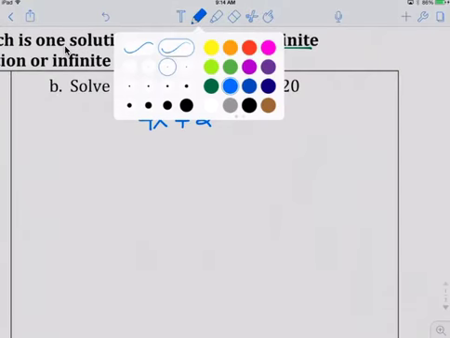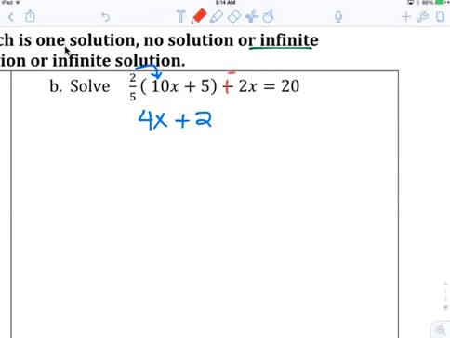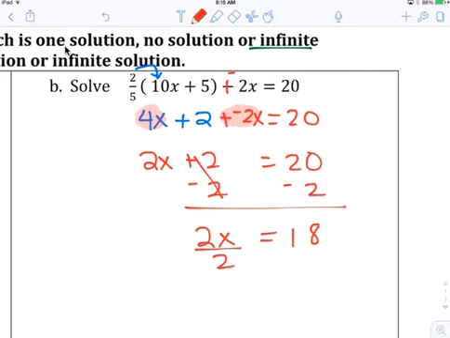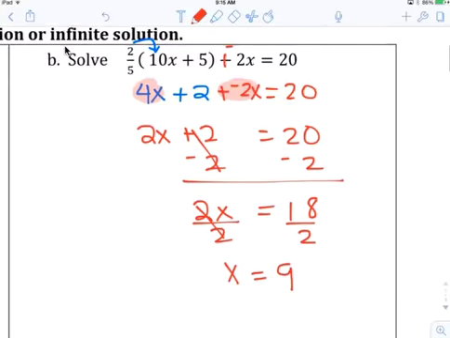Then additive inverse is very important for kids to do additive inverse. Plus a negative 2x at this age anyways. So we get 4 plus a negative 2. We get 2x plus 2 equals to 20. Minus 2 minus 2. 2x equals to 18. Divided by 2 divided by 2. X equals to 9. This is called one solution.